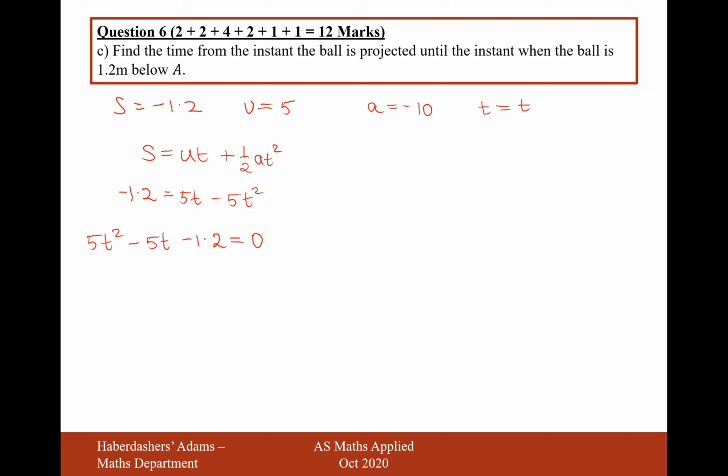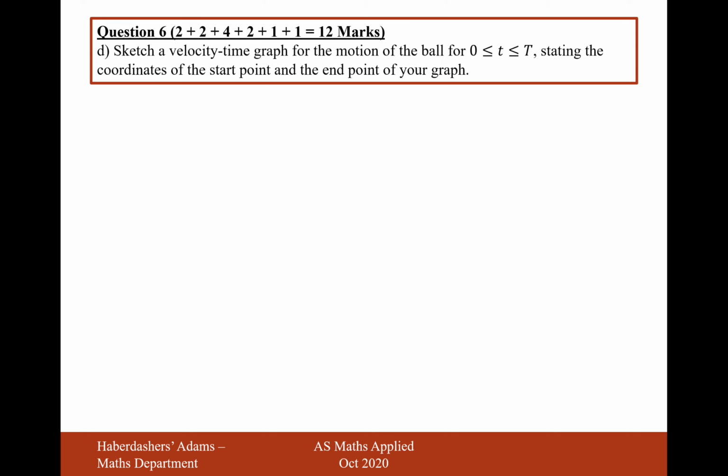So we get one solution which is 1.2 or minus 0.2, so t equals 1.2 or t equals minus 0.2, but that's technically impossible, we can't go back in time, so ignore that solution there and just take forward the 1.2 seconds. So there we are, that's our answer for question C. Let's move on to D.